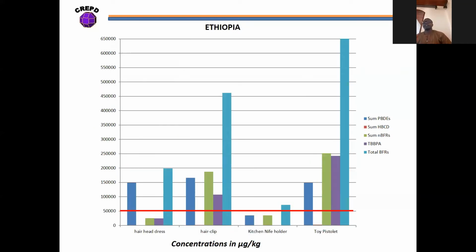This slide presents data from the items analyzed in Ethiopia, and we have the same remark: the sum of PBDE that are POPs regulated under the Stockholm Convention are above the now promoted low POP content level. Non-regulated POPs are also detected in some of these products, but not all. But as we mentioned earlier, the sum of HBCD is very low and not detected in some of these products.